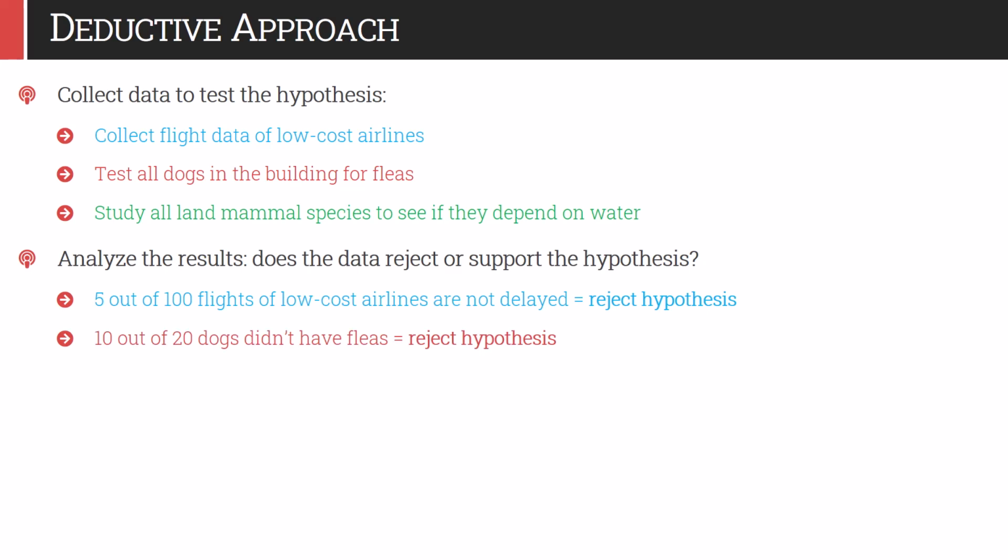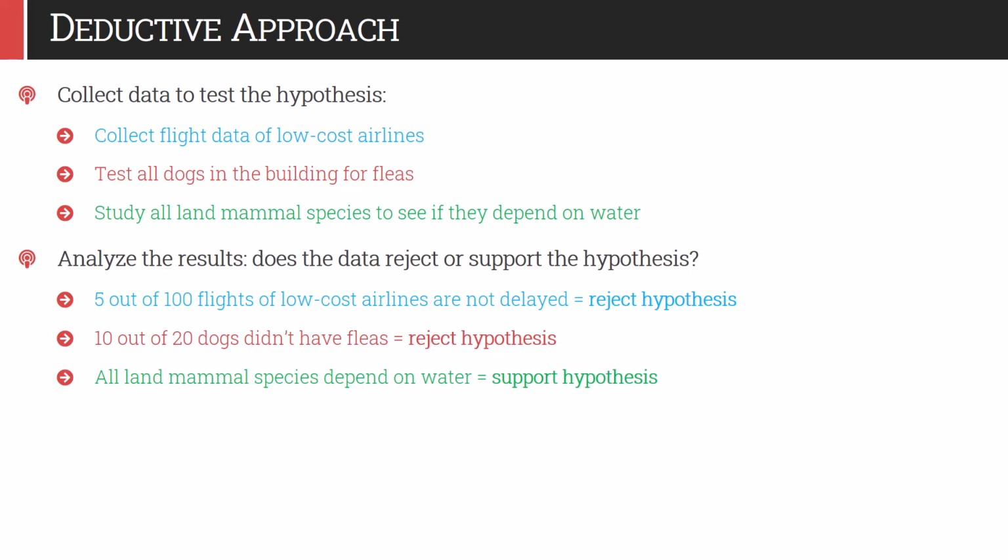Assume that we are testing 20 dogs and 10 out of 20 dogs didn't have fleas. So in that case also, we need to reject the hypothesis. It means our assumption was wrong. We cannot make that statement or the generalized theory for that.